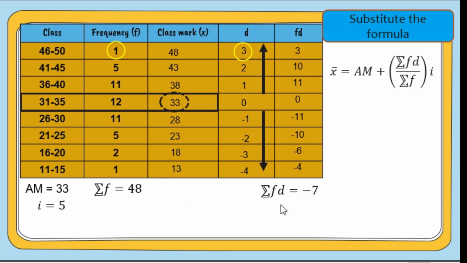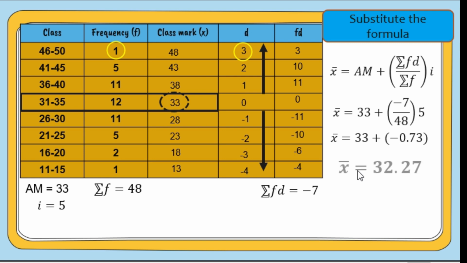Now we substitute in the formula and we will get this one. Your assumed mean is 33, your summation of fd is negative 7, your summation of f is 40, and your class interval is 5. We now solve. Negative 7 divided by 40 times 5 would be equal to negative 0.875. Mean now is equal to 33 plus negative 0.875. Since this is positive and the other one is negative, we are going to subtract them. Therefore, the result is 32.125. So therefore, the mean of this grouped data is 32.125.